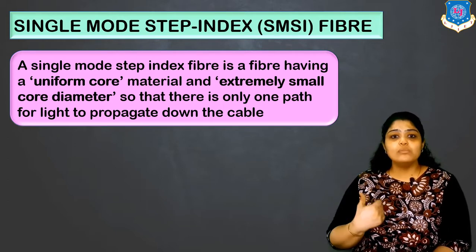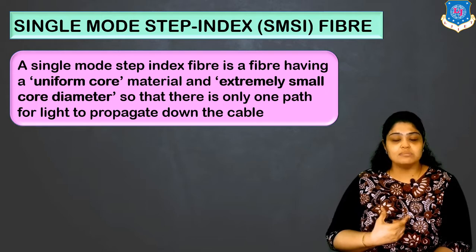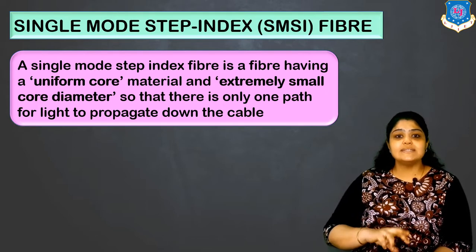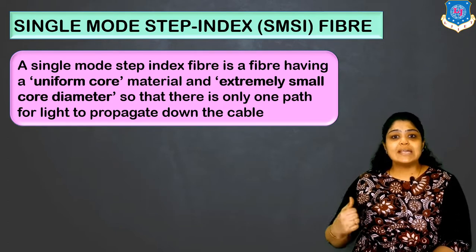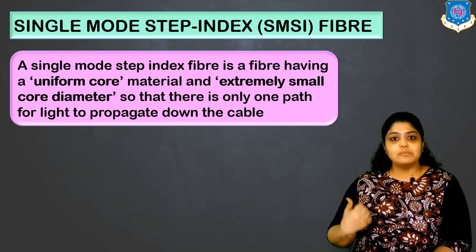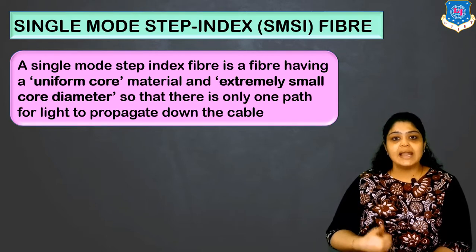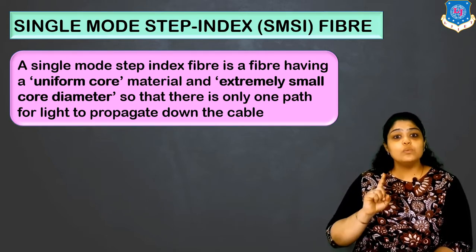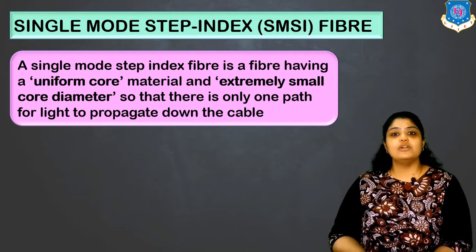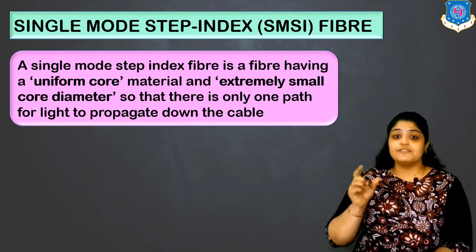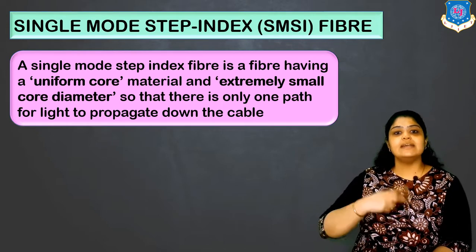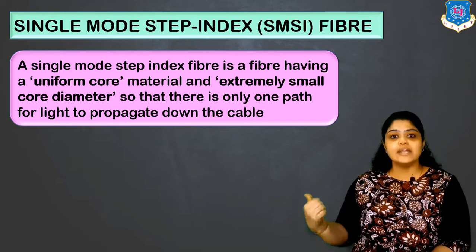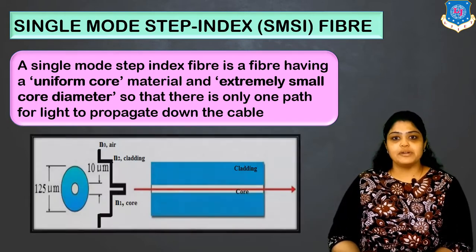From the name single mode, you can say the diameter is very, very small. And what is the range of such core diameters? It is 7 to 10 micrometers. So single mode step index fiber is a fiber having a uniform core material and an extremely small core diameter, so that there is only one path for light to travel along the cable. So it has a very small core diameter and the same refractive index throughout the core. This is the meaning of SMSI fiber.